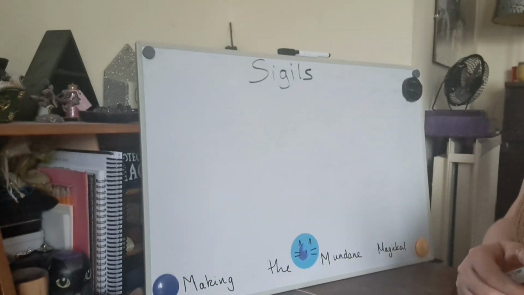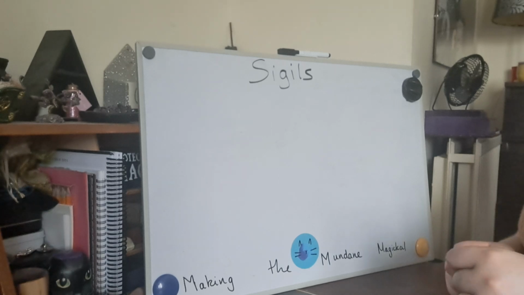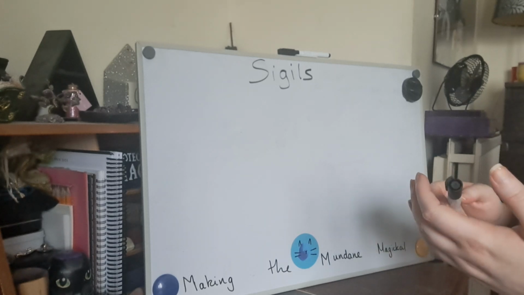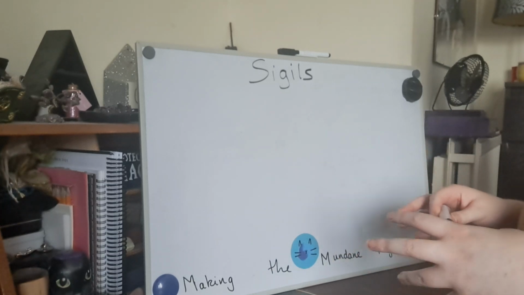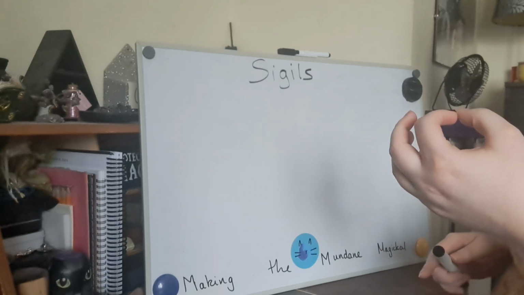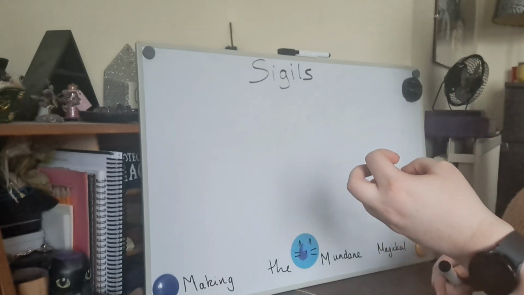So for me, a sigil is a spell in and of itself, but you don't need herbs, crystals, or anything else. You don't even need a container for it. It can just be.